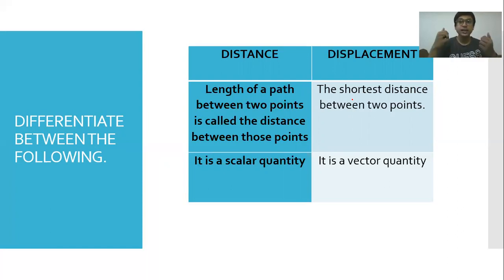The second difference could be that distance is a scalar quantity and displacement is a vector quantity. As I've said, we will be talking about scalar and vector quantities very shortly. So this is the difference that you have to remember between distance and displacement. Now move forward. Now we will talk about the difference between speed and velocity.